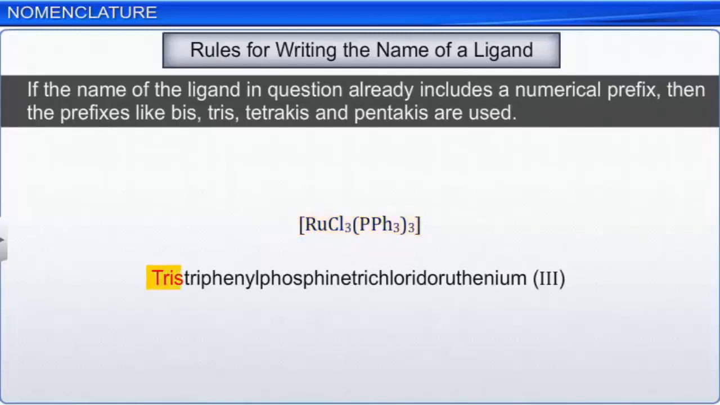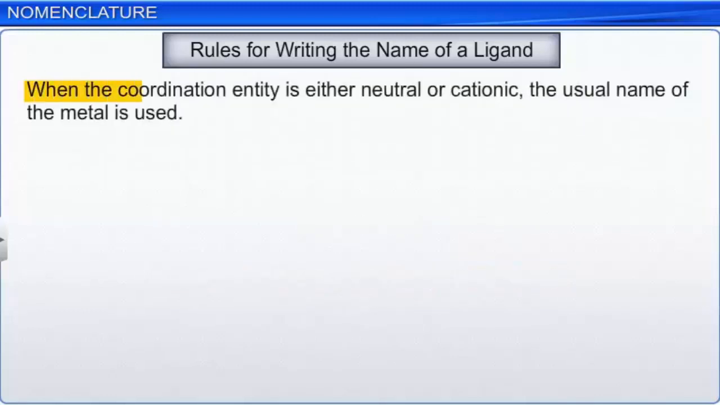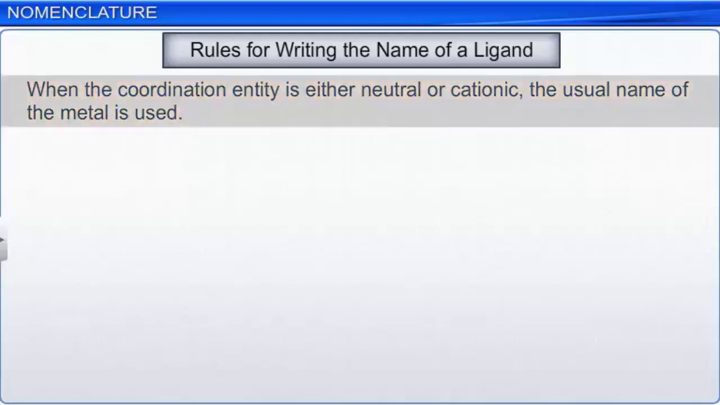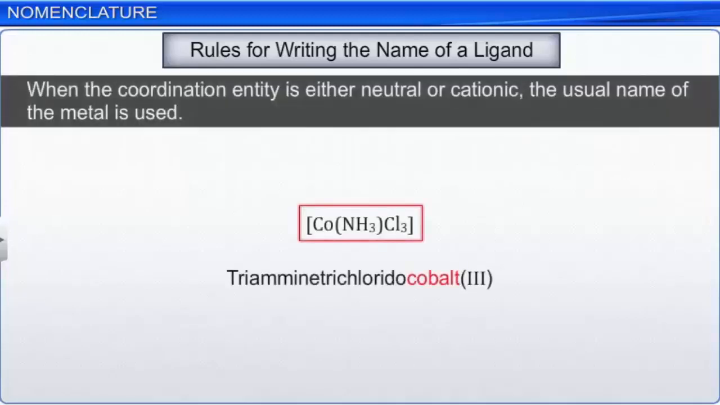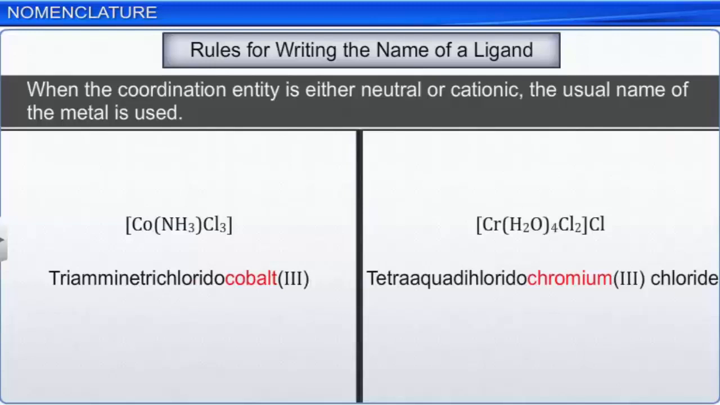Here's another rule. When the coordination entity is either neutral or cationic, the usual name of the metal is used. For example, the neutral complex shown here is named triamine trichlorido cobalt(III). Similarly, the cationic complex [Cr(H2O)4Cl2]Cl is named tetraaquadichloridochromium(III) chloride. Note that, in either case, the usual name of the metal is retained.